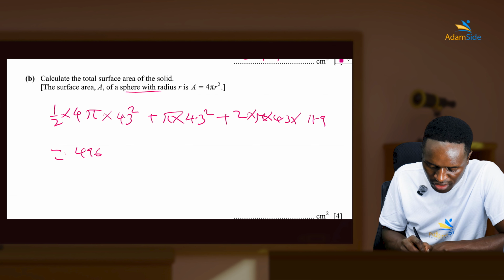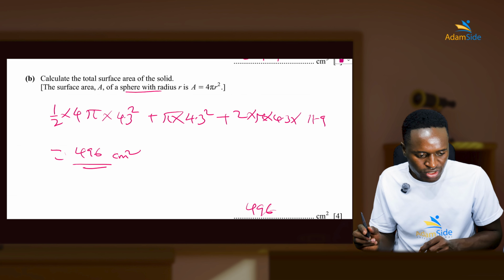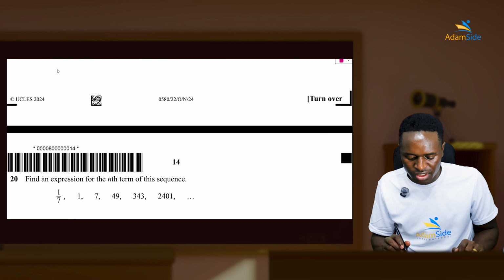You get 496 square centimeters, because that's the area. Here I've used the calculator straight. You just do it straight and get your actual answer. Let's go to the next question.